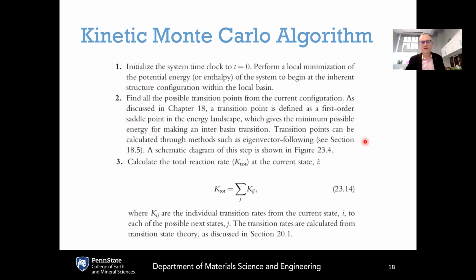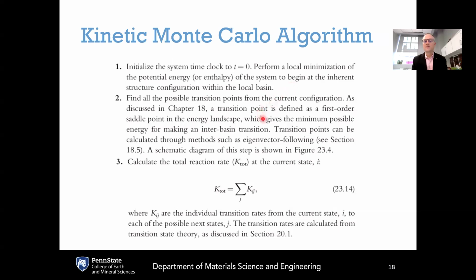There are different ways to implement the kinetic Monte Carlo algorithm. I'm going to show you one way here, which comes directly from the book. According to this method, we initialize the system time to t equals 0. So we start off at 0 time. We perform a local minimization of the potential energy or enthalpy of the system to begin at the inherent structure configuration within that local basin. So we're starting at a local minimum in potential energy or enthalpy at time t equals 0.